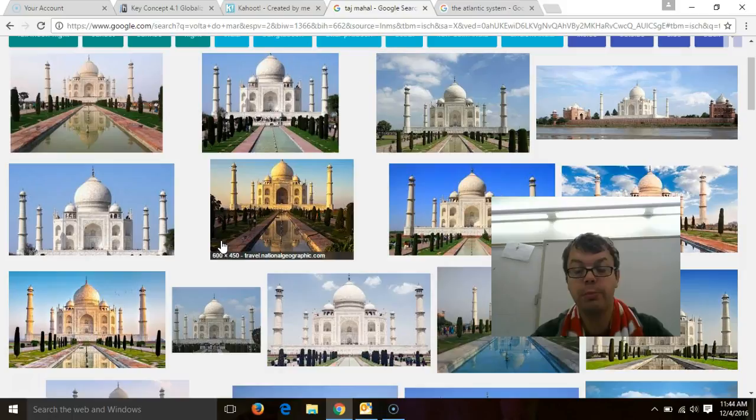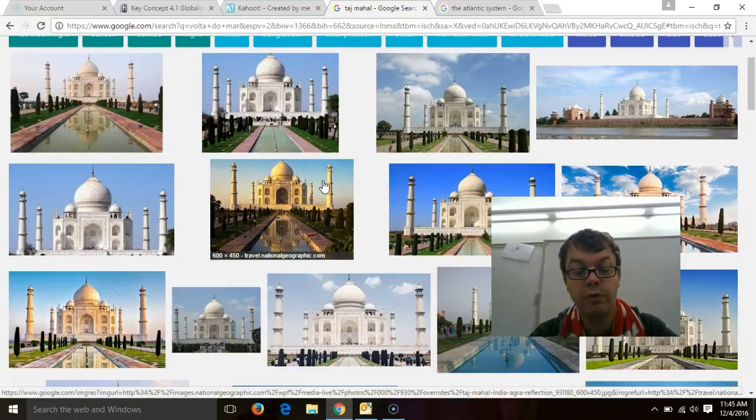The Taj Mahal. The Taj Mahal was built by Shah Jahan, who was a ruler of the Mughal dynasty in India. It is a mausoleum, or a place where he buried his wife who died. Now, the Taj Mahal is an amazing building. The architecture uses a combination, a cultural diffusion, of Hinduism and Islam.